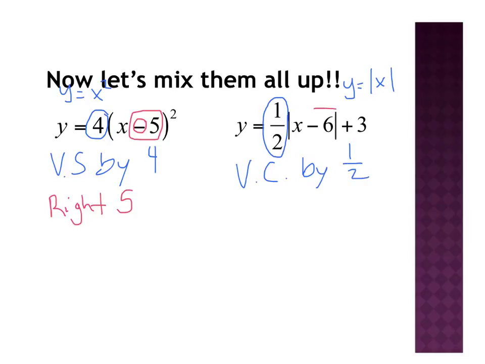Next one we have is our -6. Well, if it's -6 inside the function, inside the absolute value, it's horizontal, and we're going right 6 because we have to think opposite of what we normally would when we're dealing with horizontal transformations. And lastly, we have this +3 here. If I'm adding 3 on the outside, I know that's vertical, so that means I'm going up 3.